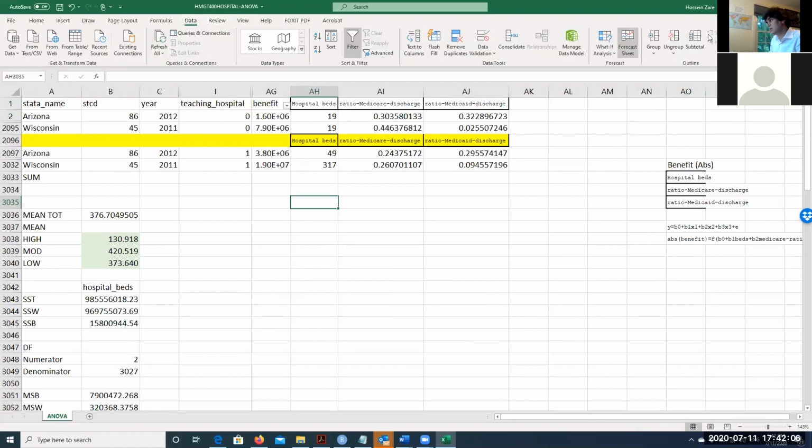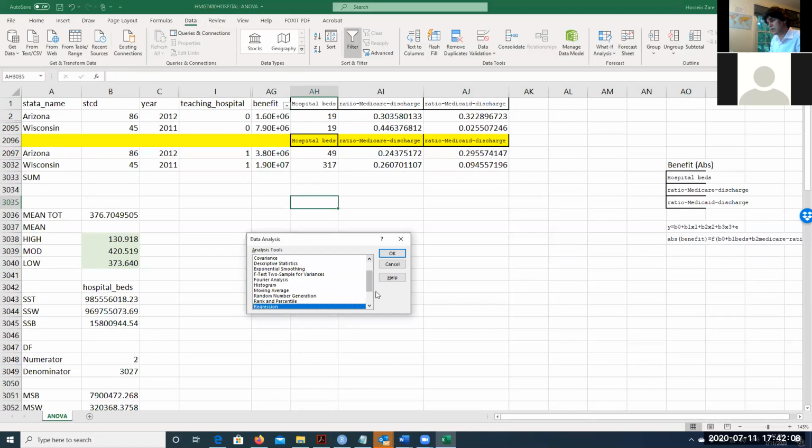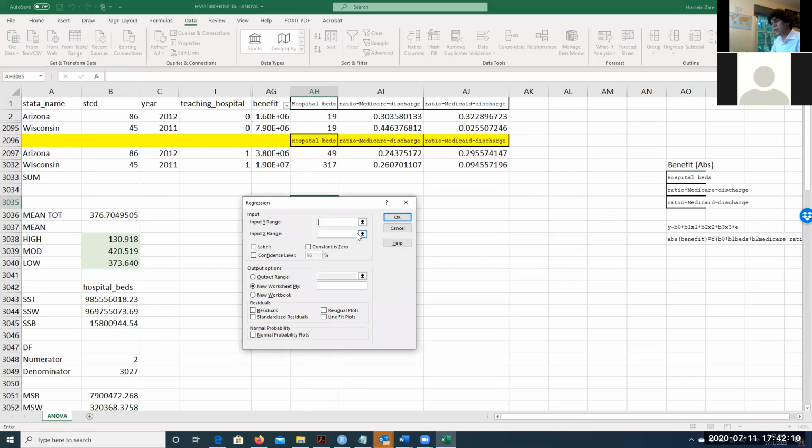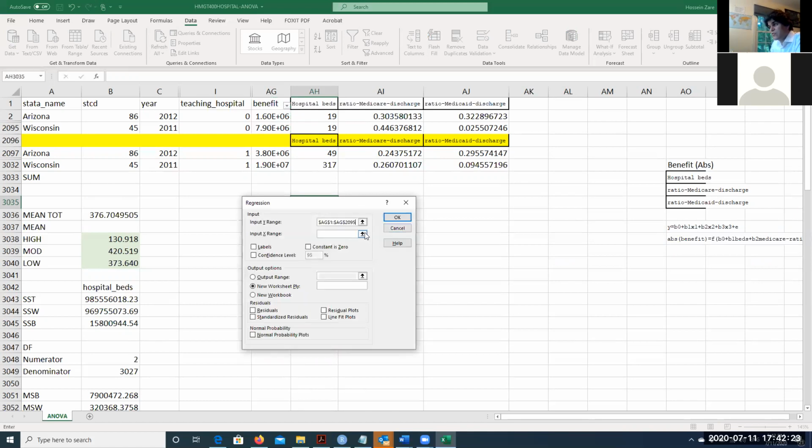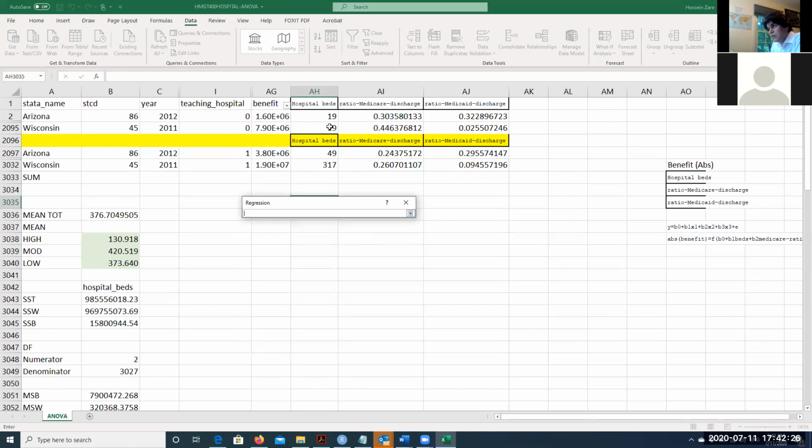Click on data analysis, regression. The range of regression should be this one. I'm going to select this hospital benefits. See, the range started from number 1 till 2095. The range for the X variable, I'm going to include all of them for the last model. I should include hospital beds, Medicare and Medicare ratio for entire. So I'm including all of them, right?